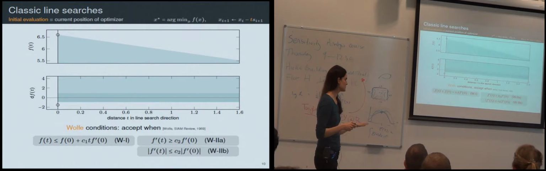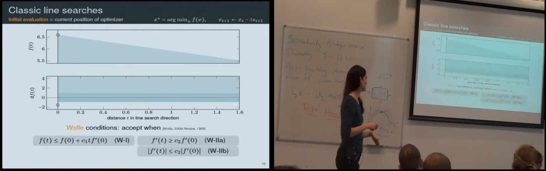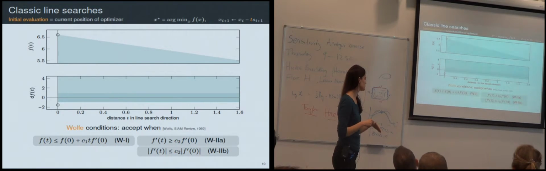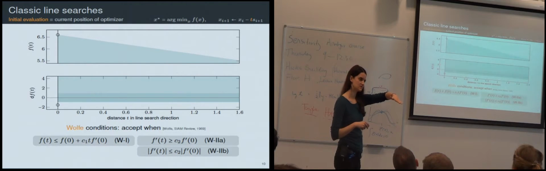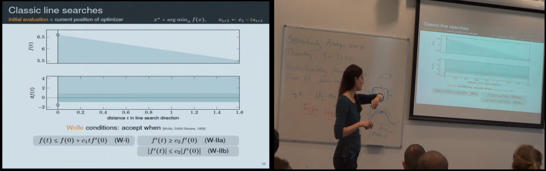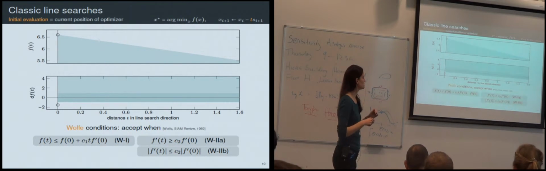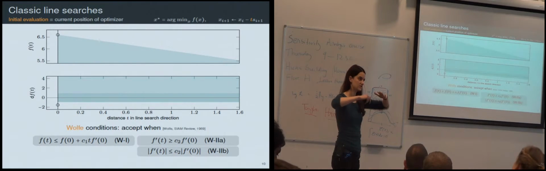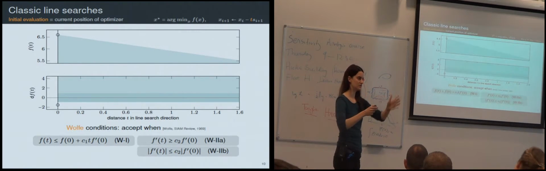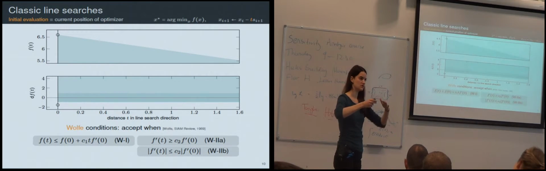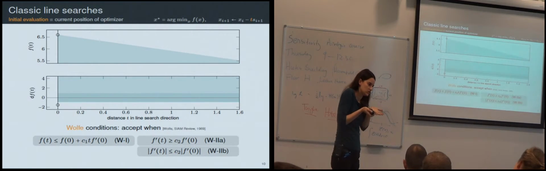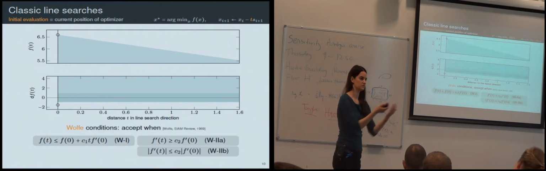They've also been around for a very long time. The first Wolfe condition makes sure that your function value decreases at least a bit. And the second Wolfe condition makes sure that your gradient gets flatter. So you want to get into a region where you decrease the loss and where your gradient gets a bit smaller. So that makes sense.